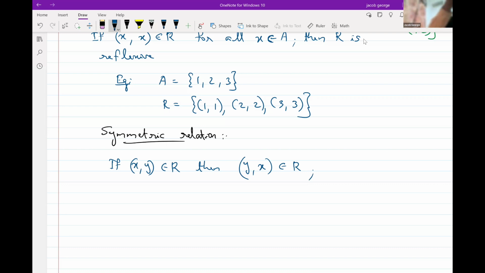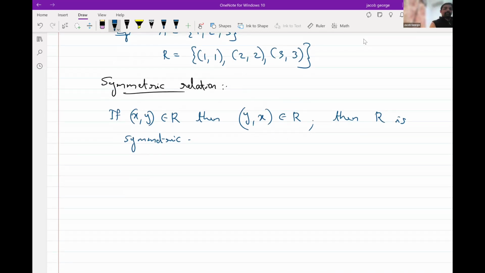If there is an (x, y) element of R, then what should be there? Its reverse pair must be there. What is the reverse pair? (y, x) also should be there. Then R is, sorry, symmetric. R is symmetric.